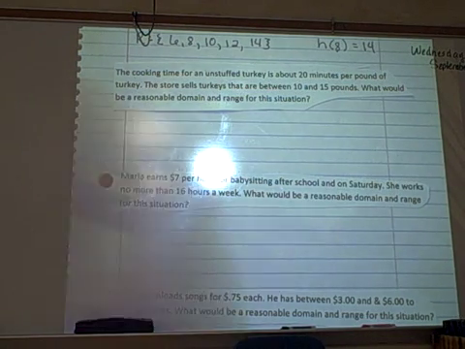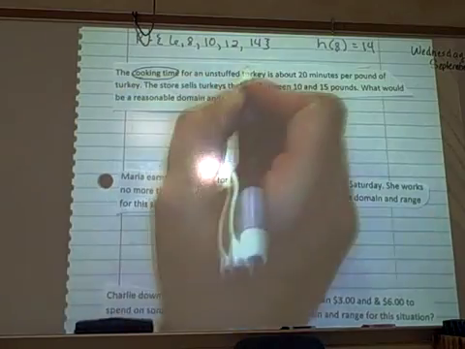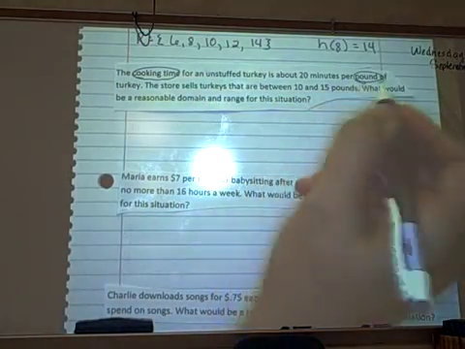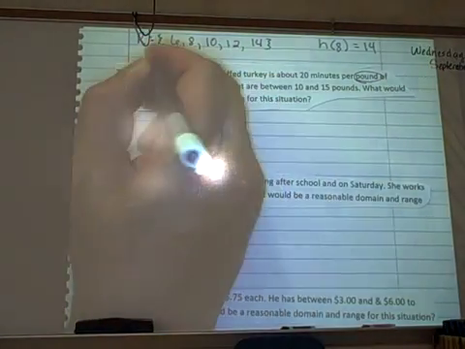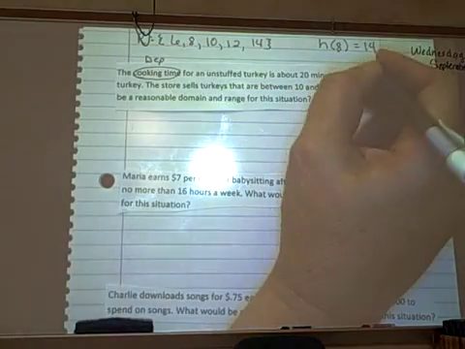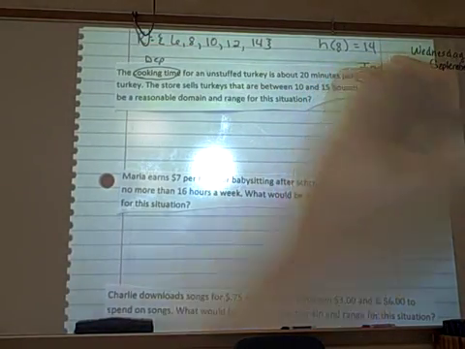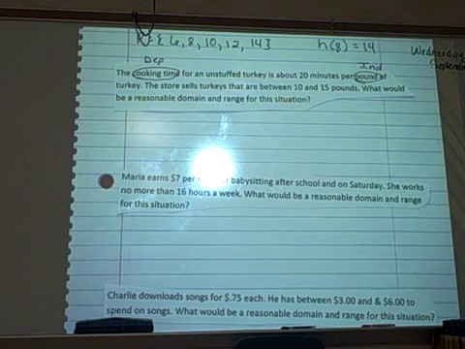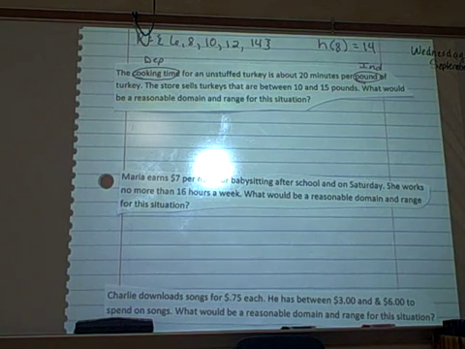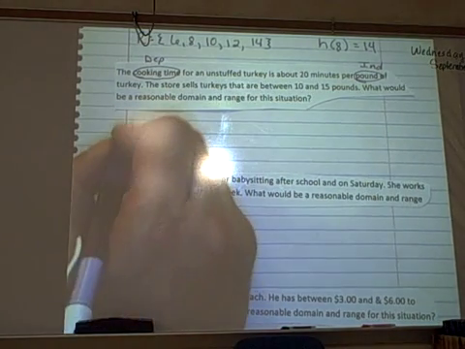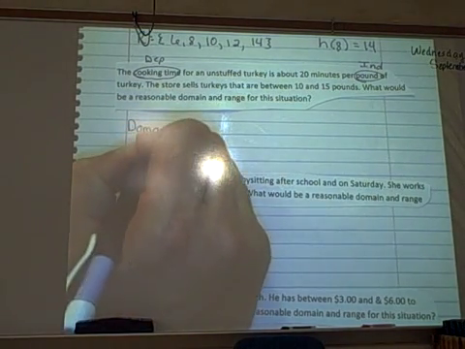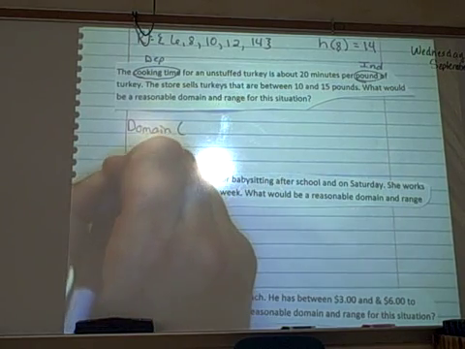Okay, the other day we figured out cooking time and pounds were our 2 variables. And we decided that cooking time was dependent, pounds was independent. Y'all remember that? Yeah. Okay, so we already did that. We did that last time. It should be in your notes. What we need to know now, though, is a reasonable domain and range.